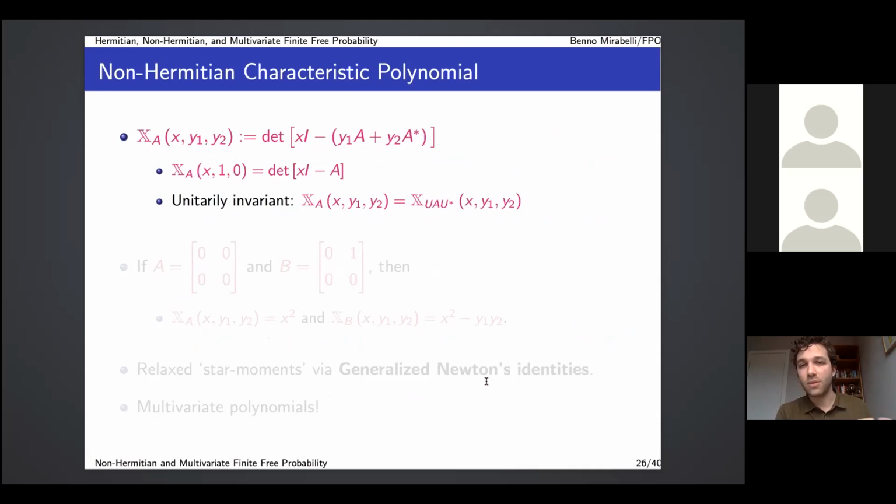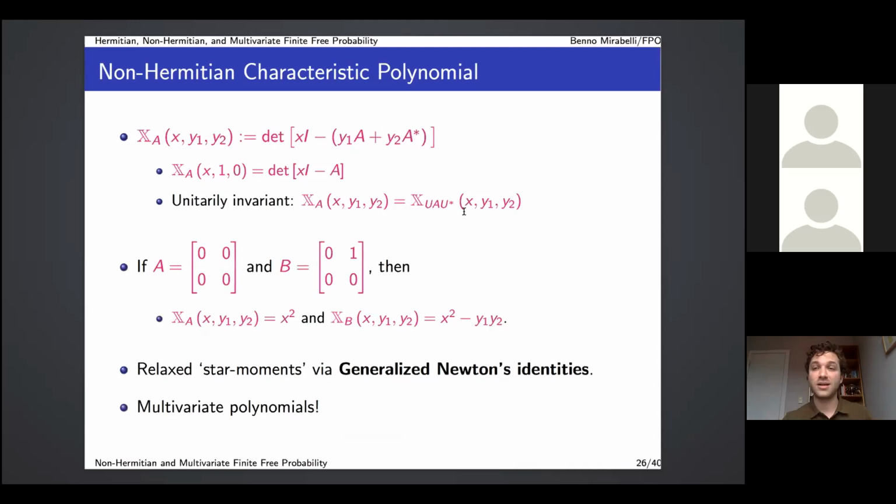our term from our relaxed star moments, Y1A plus Y2A star, and plug it into our characteristic polynomial instead of plugging it into our moment generating function. I choose to call this a non-Hermitian characteristic polynomial. It really does generalize the classic characteristic polynomial. You just have to plug 1 in for Y1, 0 in for Y2, and you get back the classic characteristic polynomial. And very important to us, this function is also unitarily invariant. So if I take any unitary transformation on my underlying matrix A, it doesn't change its non-Hermitian characteristic polynomial.